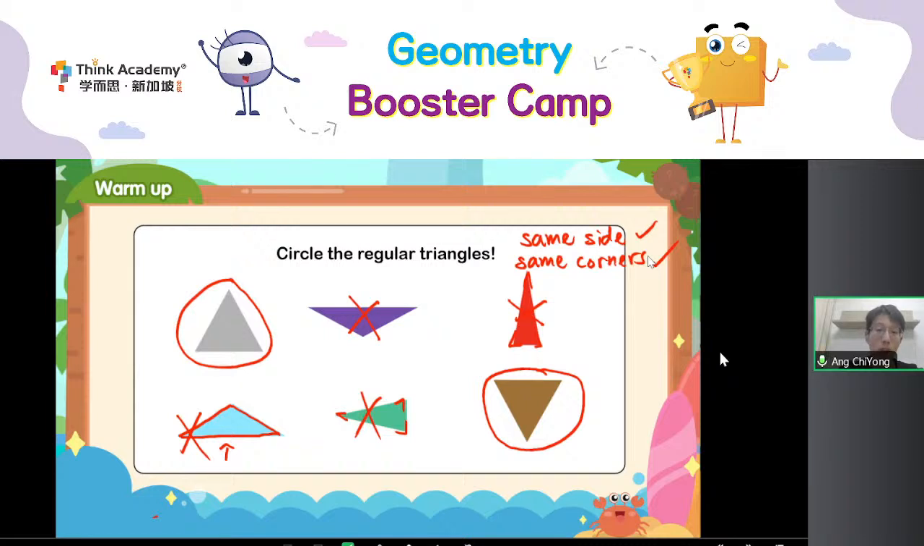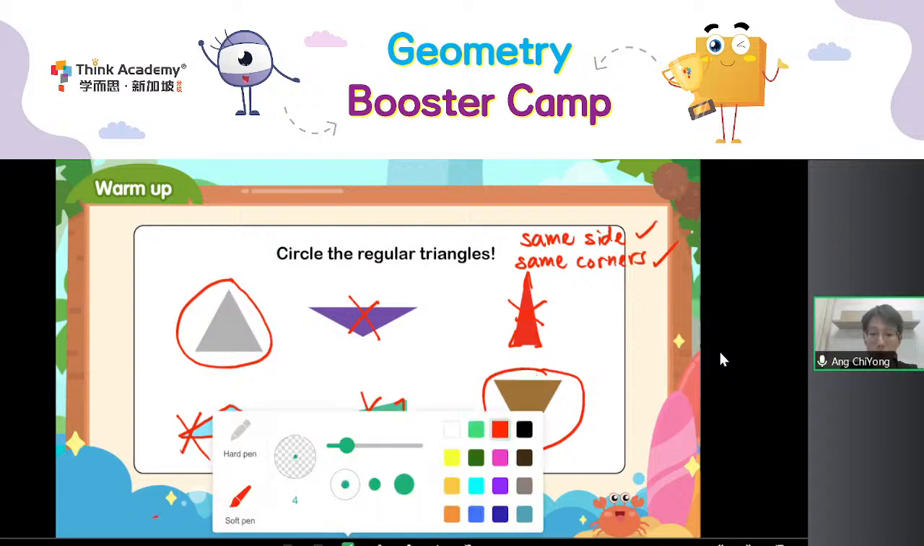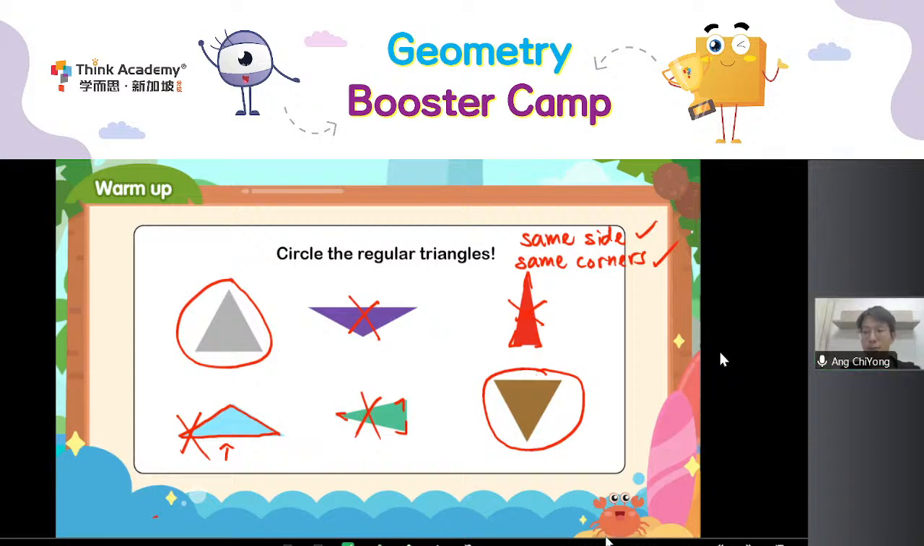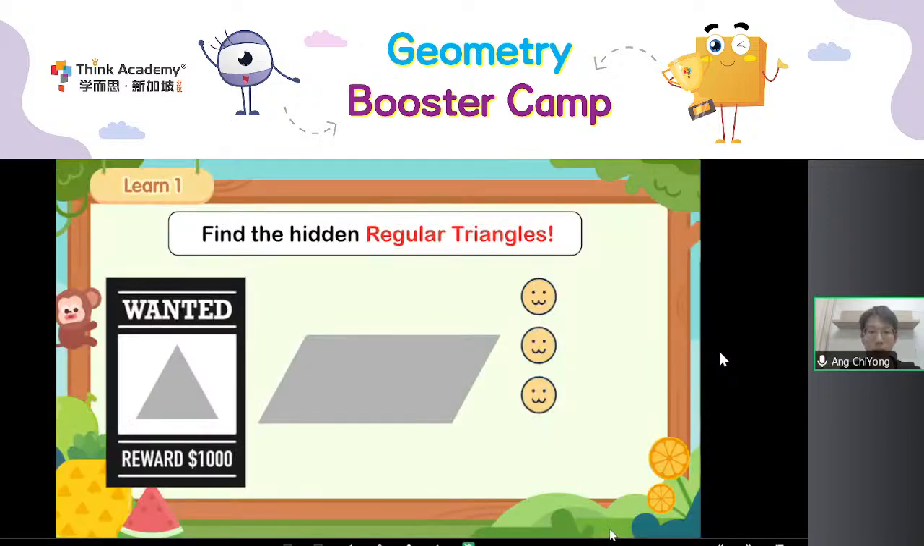Okay, so on your paper, I want you to circle the gray one and the brown one as the regular triangle. Let's move on over here.